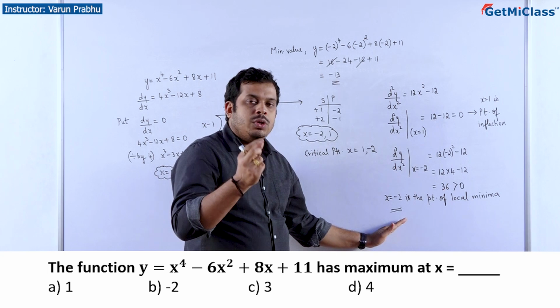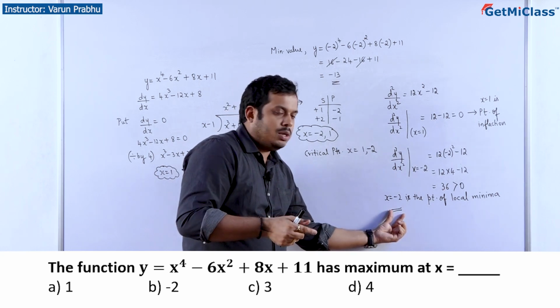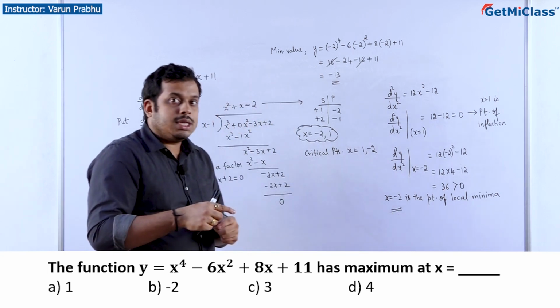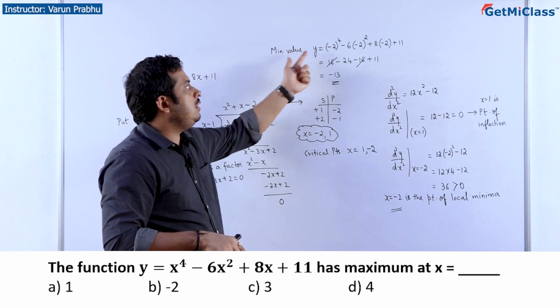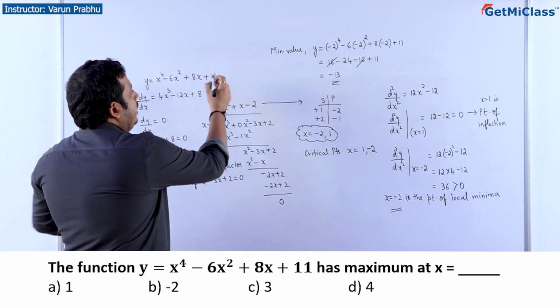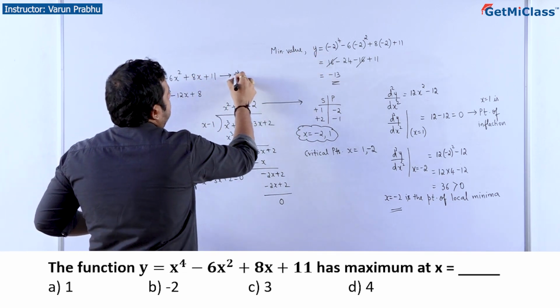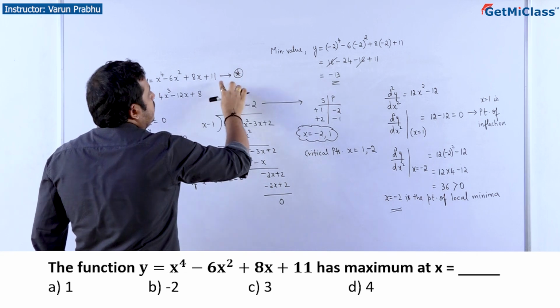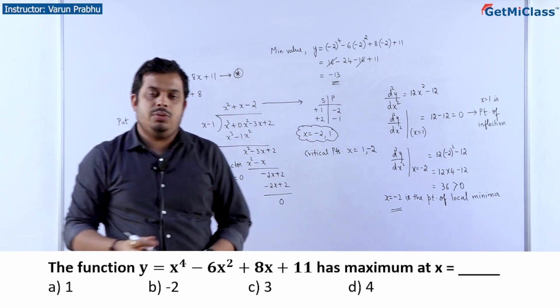Is it okay? Which is the point of local minimum? x is equal to minus 2. But if the question was asking for the minimum value of the function, then you have to substitute minus 2 in this equation. This is the principal equation. Put x is equal to minus 2 here and you will get the answer to the question. Is it okay?